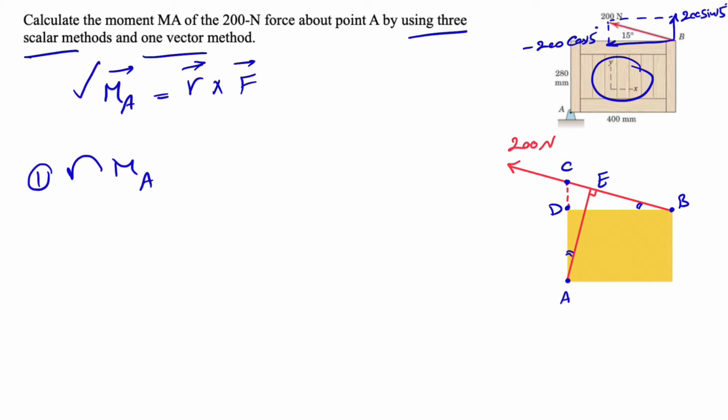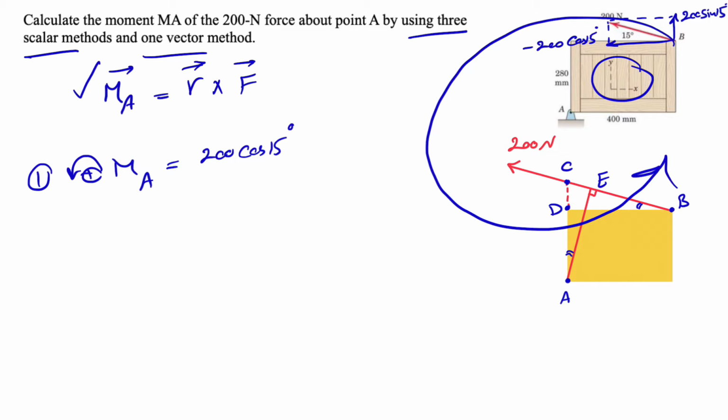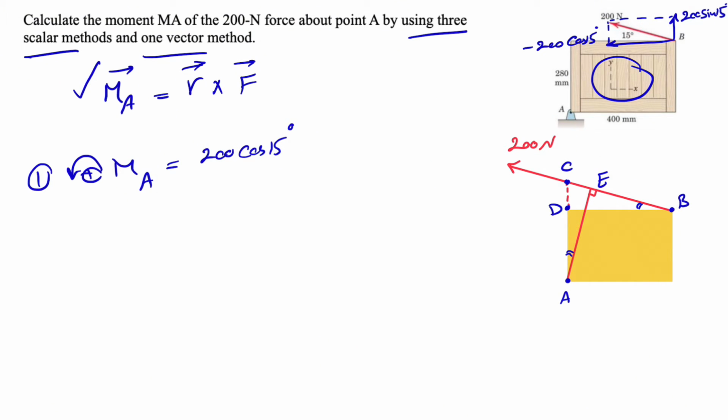So we're trying to find a moment about point A. We're going to call counterclockwise positive as always. So we have the moment of the x component, which is 200 cosine of 15. As we can see, the moment is in this direction about point A, so counterclockwise positive. So 200 cosine of 15 degrees, and we have the moment of y. If you look at it, we'll see that the y is also making a moment in this direction, so another counterclockwise. Sorry, before going to that, we forgot to put the r in here.